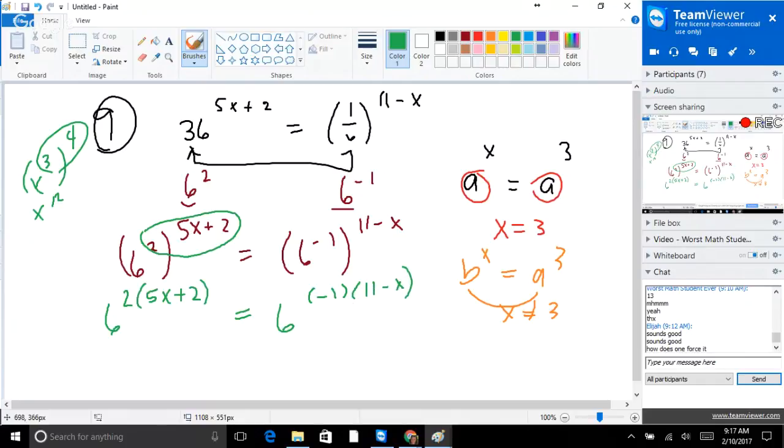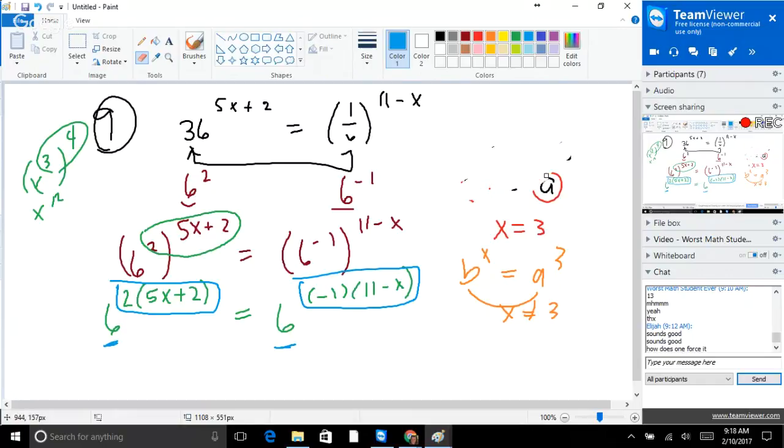Now we have a mess for the exponents, but our bases are the same, right? We both have a base of 6. So we can ignore the base of 6 and say that this equals this. Let me erase over here to give myself some room.